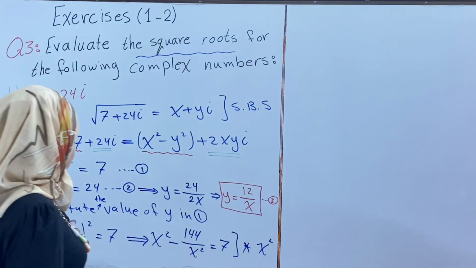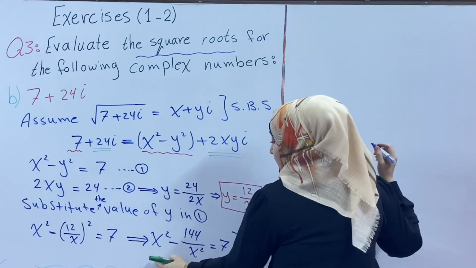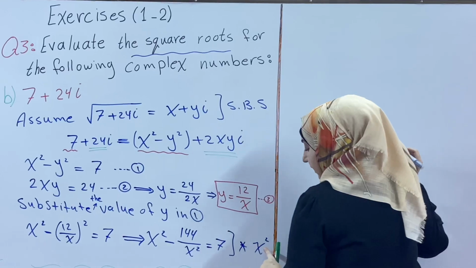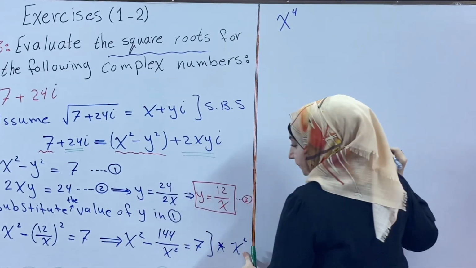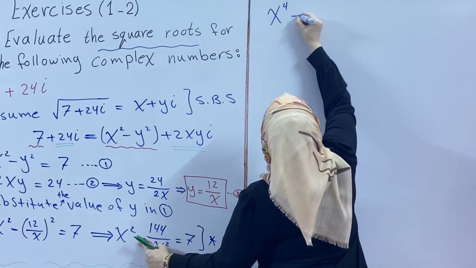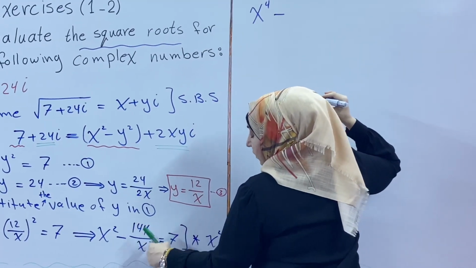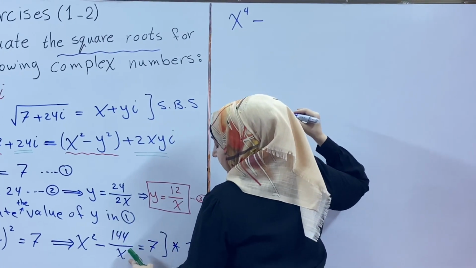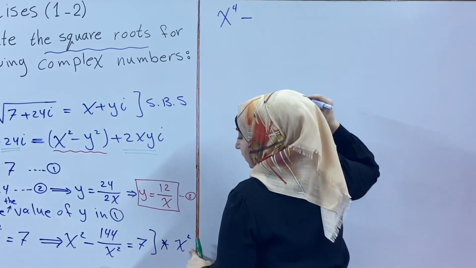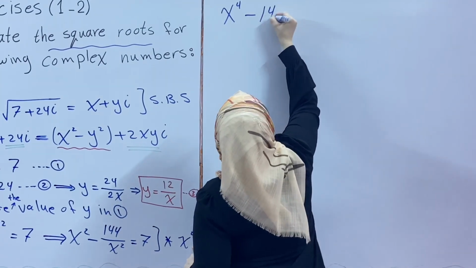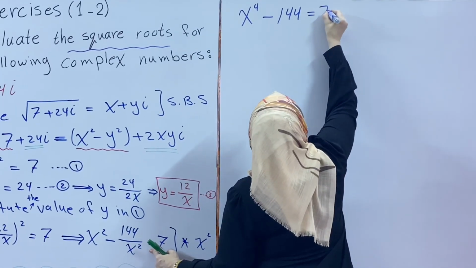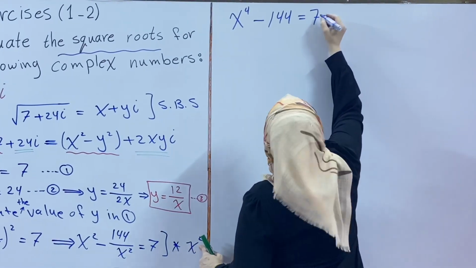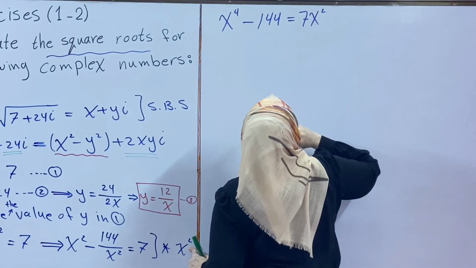By multiplying the two sides by the denominator, which equals x squared, we will get x squared multiplied by x squared equals x power 4, minus 144 on x squared multiplied by x squared equals 144, equals 7 multiplied by x squared, 7x squared.